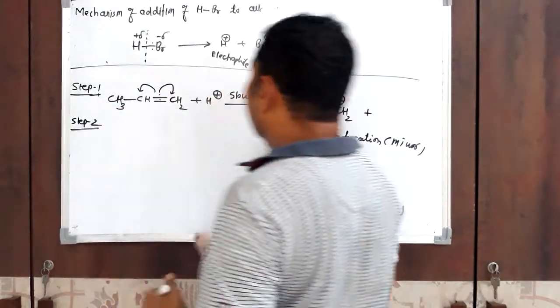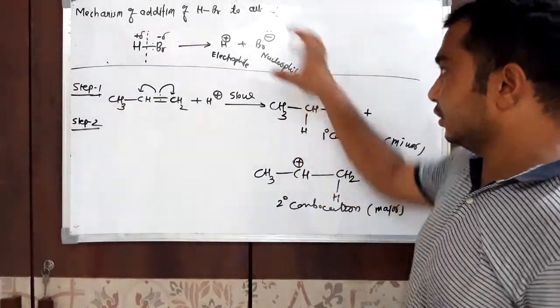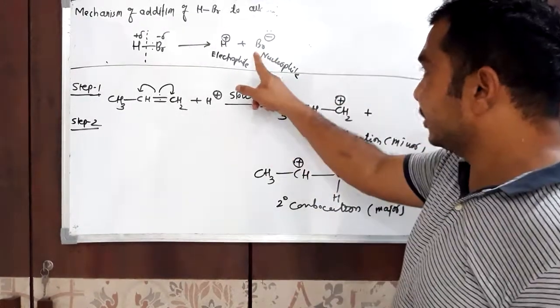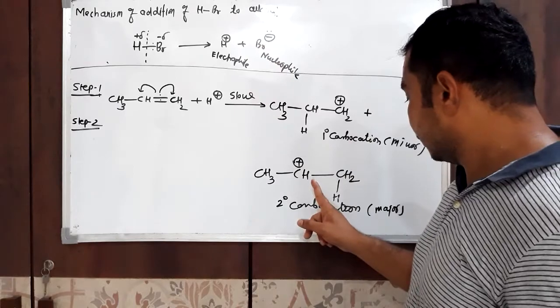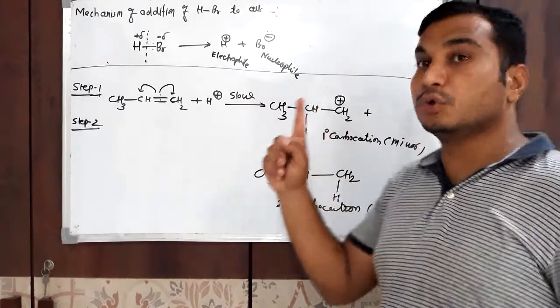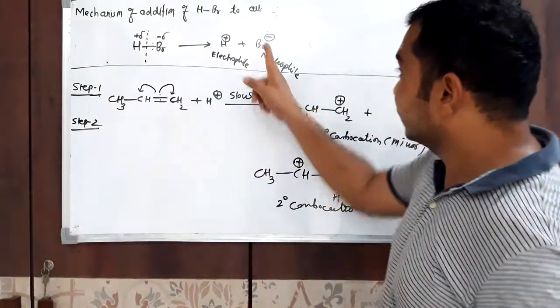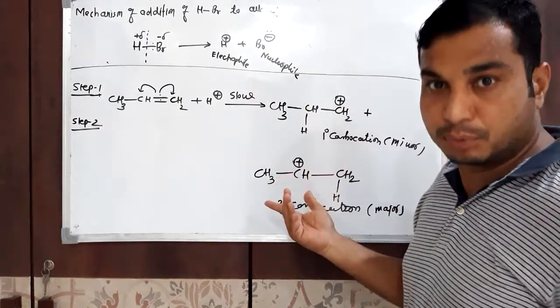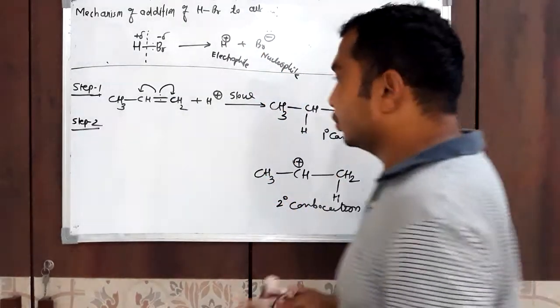In step 2, Br minus, the negative part, attaches to this carbocation. If this Br minus attaches to the secondary carbocation, it will give one product. And if it attaches to the primary carbocation, it will give another product. So two products are obtained.